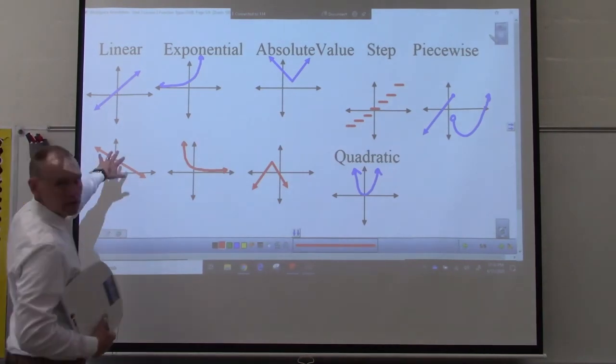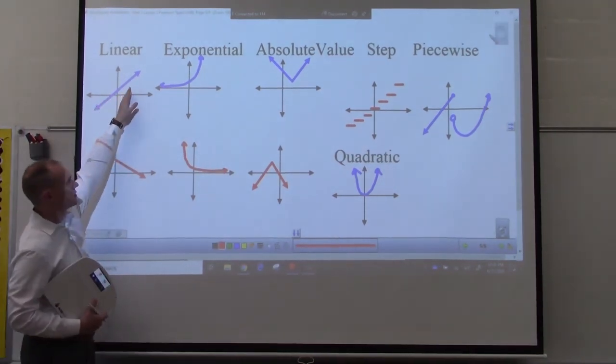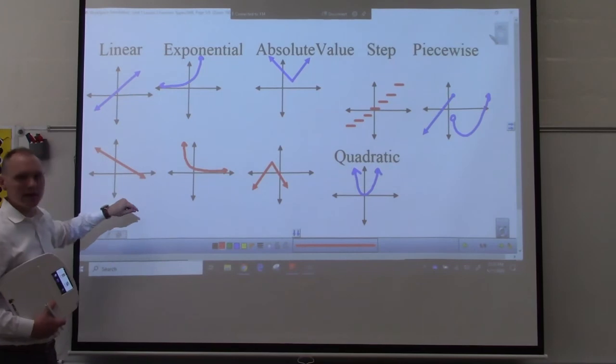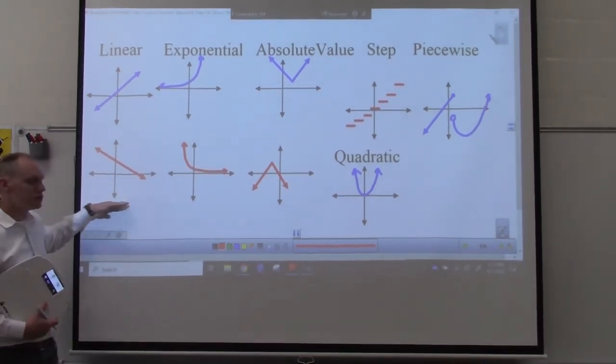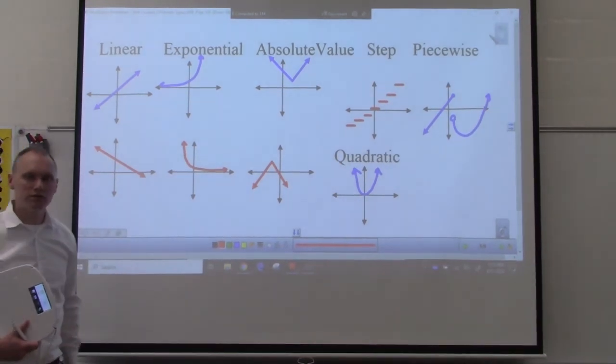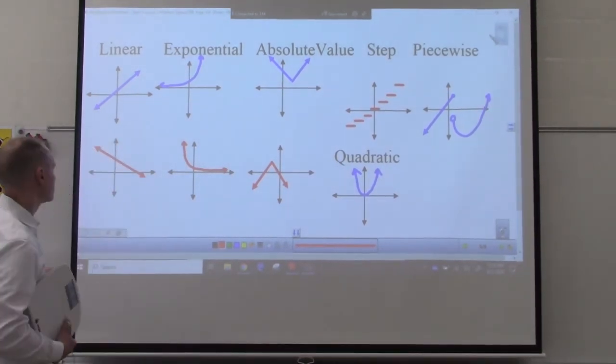So we have a linear function that could look like this if it has a positive slope, this if it has a negative slope, or rate of change, and then of course if it has no slope at all, we can still consider that either a constant or a linear function.